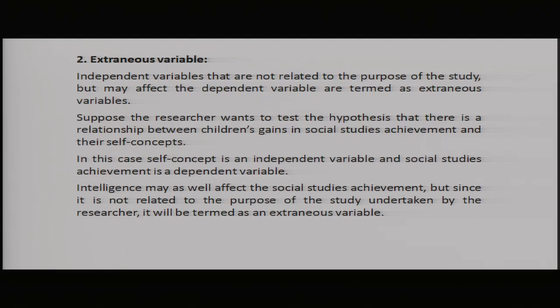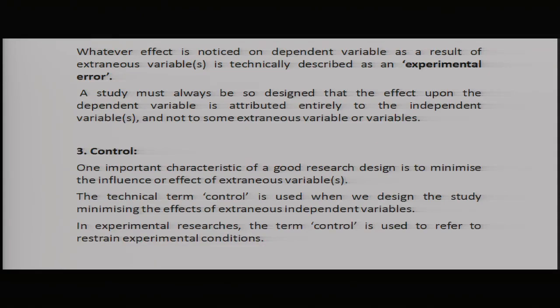Suppose the researcher wants to test the hypothesis that there is a relationship between children gain in social studies achievement and their self-concepts. In this case, self-concept is independent variable and social studies achievement is dependent variable. So extraneous variable is one which is affecting dependent variable. Okay. Then control. One important characteristic of good research design is to minimize the influence or effect of extraneous variable.